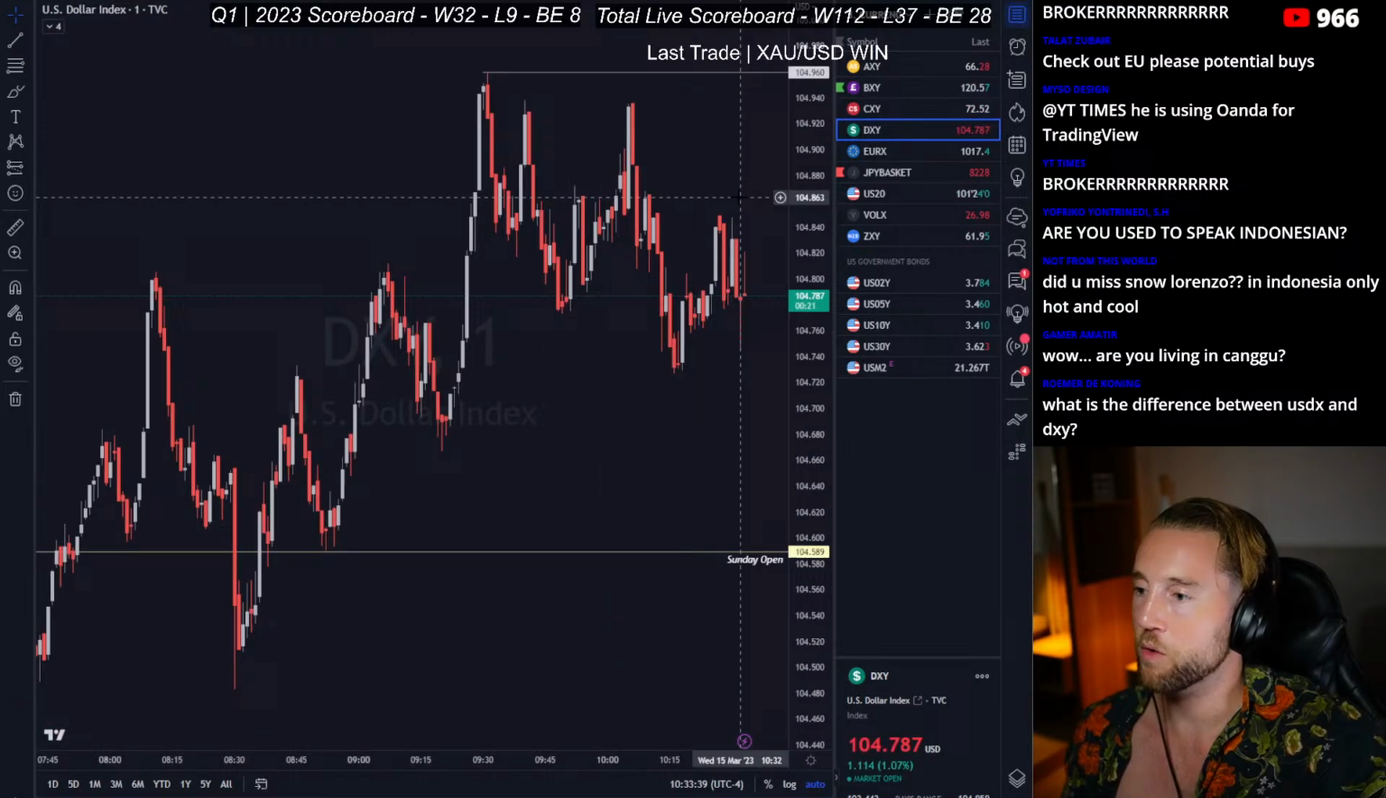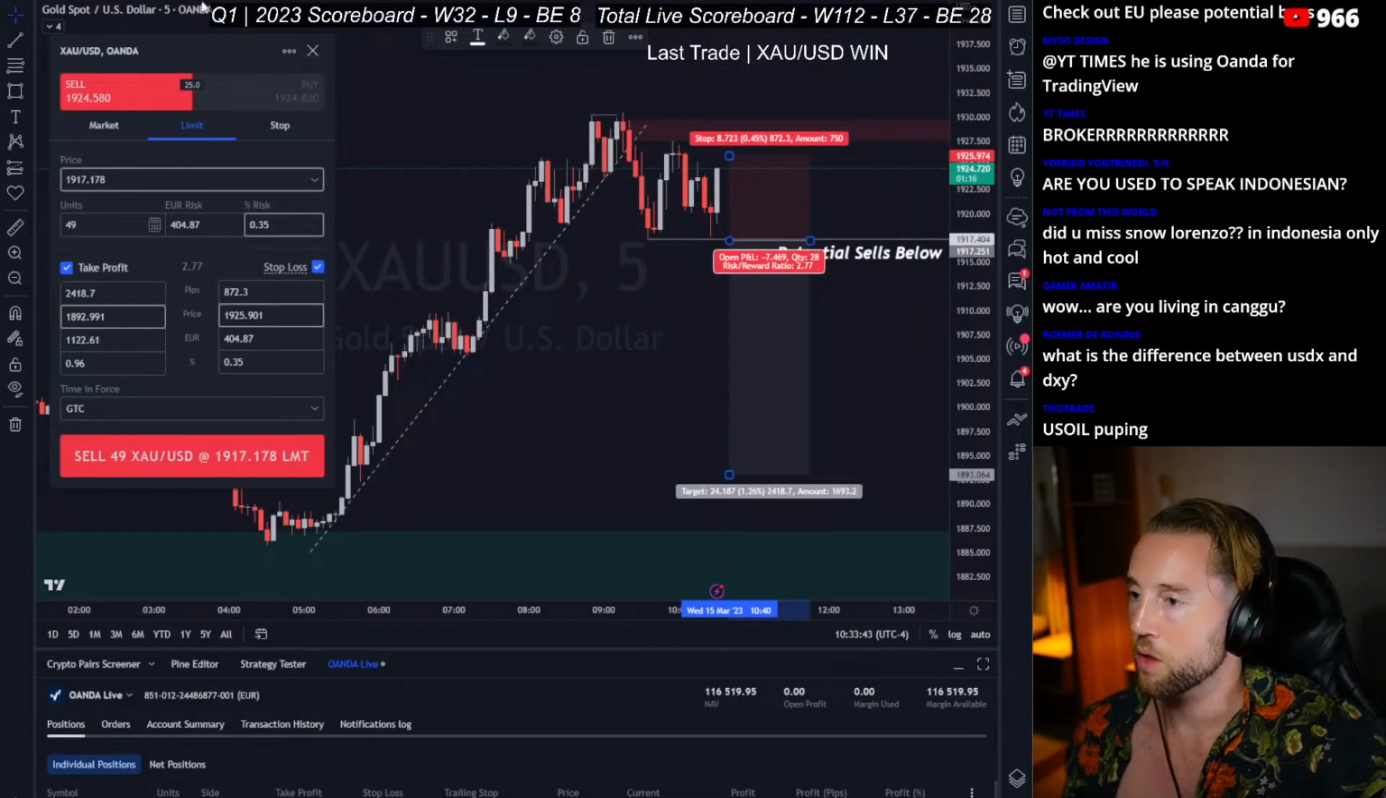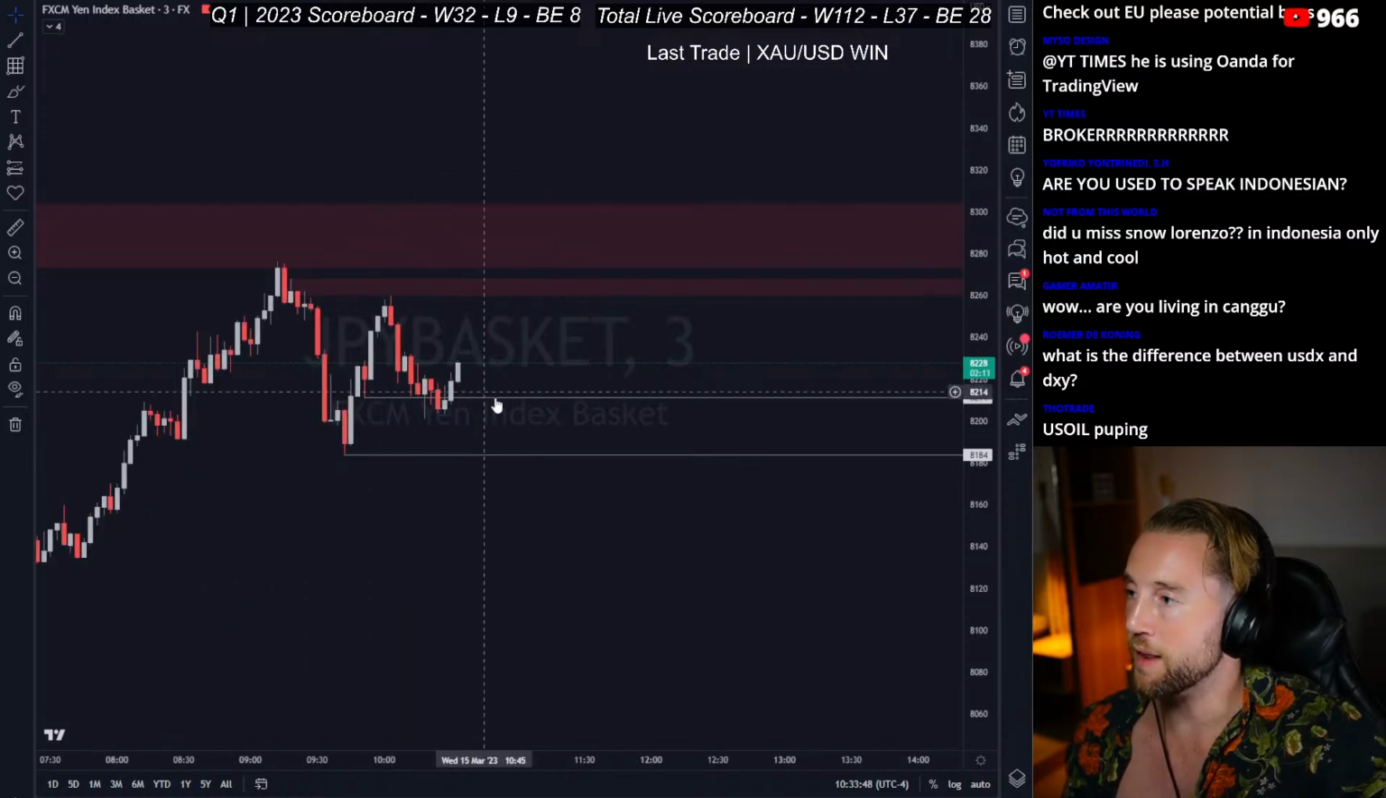All right, the dollar needs to make a decision. Wow, look at the massive reaction here. It definitely has to do with the dollar and the yen.